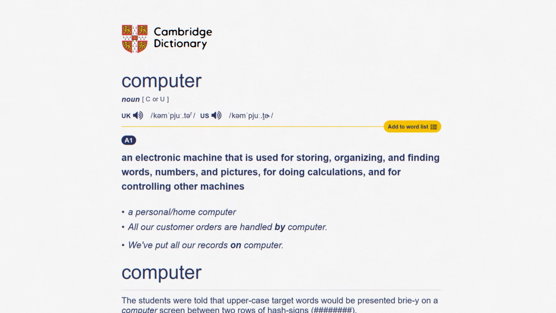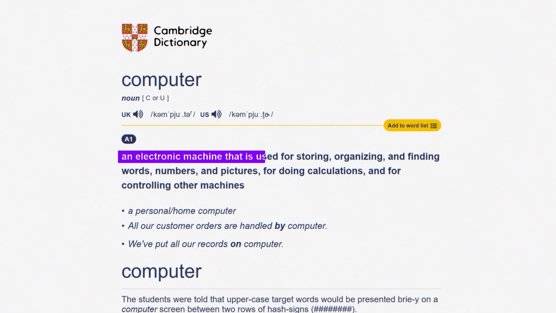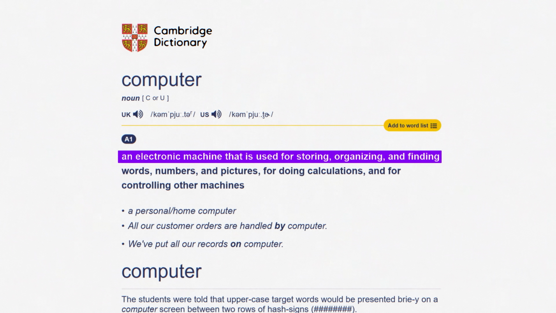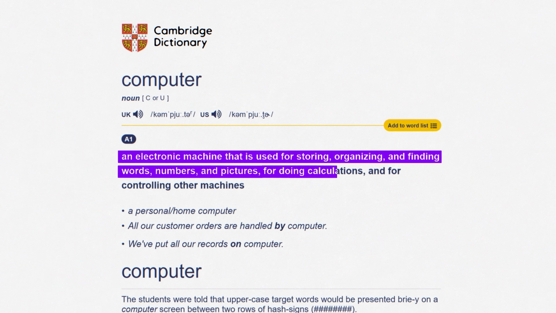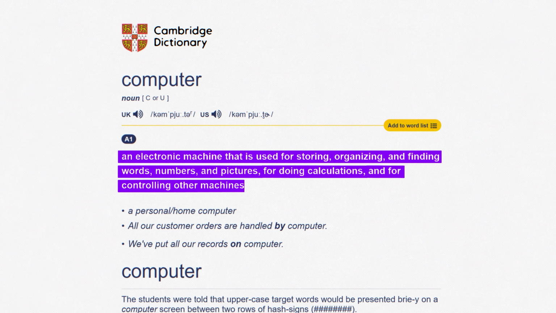why. First of all, the key to answering this question actually lies one layer deeper, namely, we have to define what a computer really is. And this by itself is not an easy task. I first landed in the most obvious place, the dictionary. Cambridge Dictionary defines a computer as an electronic machine that is used for storing, organizing and finding words, numbers and pictures, for doing calculations, and for controlling other machines.